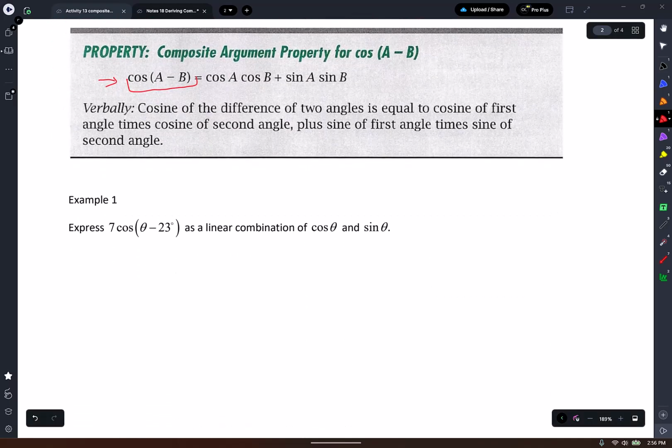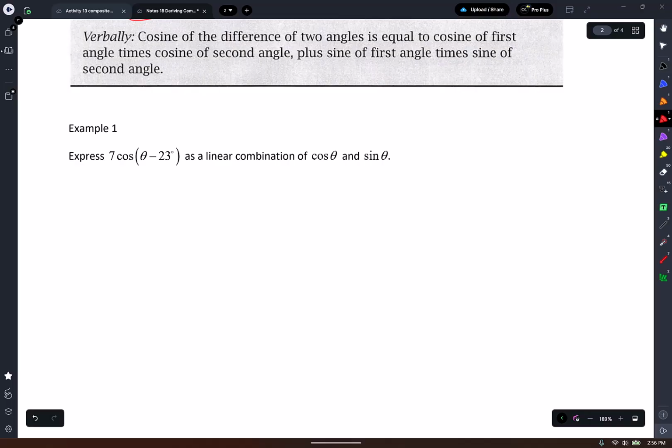Okay, here we go. So what is expected? Look at this question. Express 7 cosine theta minus 23 as a linear combination of cosine and sine. What does that even mean? It means I want to see cosine and sine in my equation with a plus in the middle. Does that make sense?